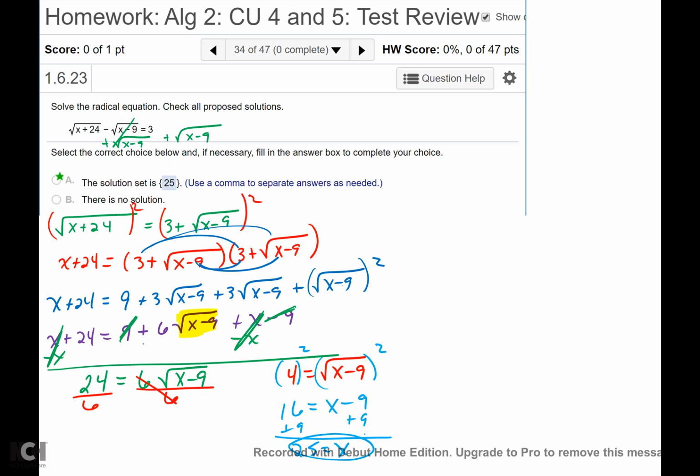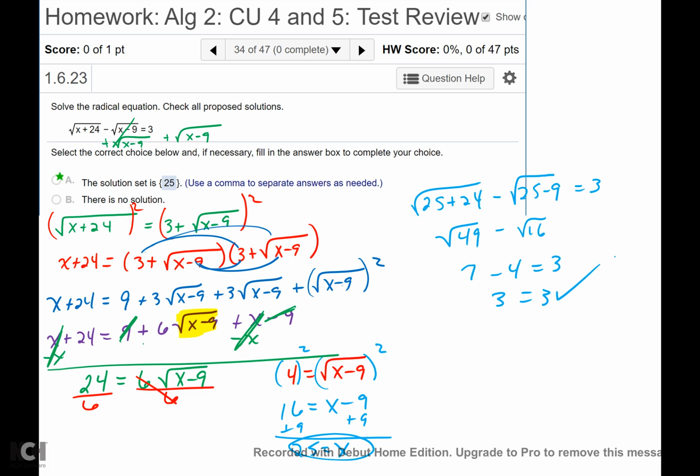And if I check it, I have the square root of 25 plus 24 minus the square root of 25 minus 9 equals 3. Well, that would be 49, which is 7. That's 16, right, which is 4. 7 minus 4 is 3. 3 equals 3. I can keep my answer. Alright?